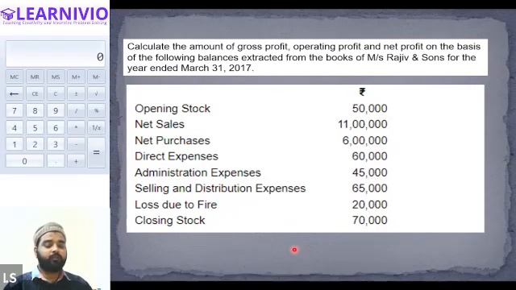Operating profit is also not very difficult. The concept of operating profit is also easy. But let's see if we will have the time, then I'll explain this as well. Otherwise, we will learn the concept of operating profit in the next class only.